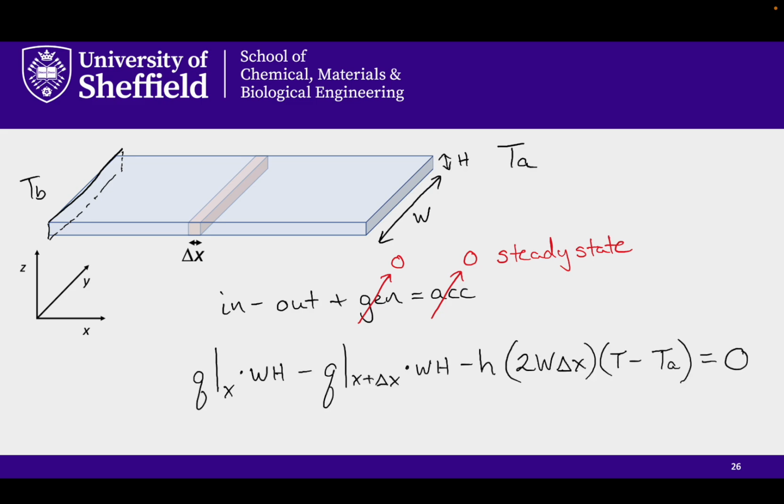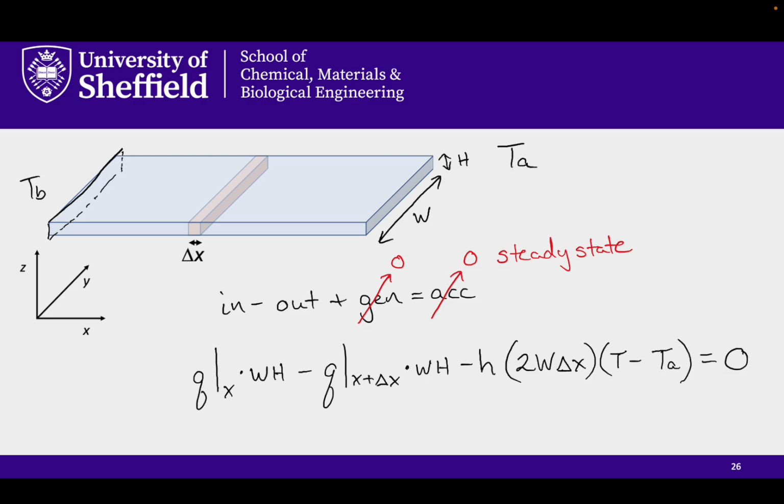Our first in and out terms are going to be somewhat familiar. It's just the heat flux in at x minus the heat flux out at x plus delta x multiplied by the area through which heat is transferring. And heat is transferring in the x direction, so the area it's transferring through is going to be in the yz plane, and that's W times h. That's the area of heat transfer.